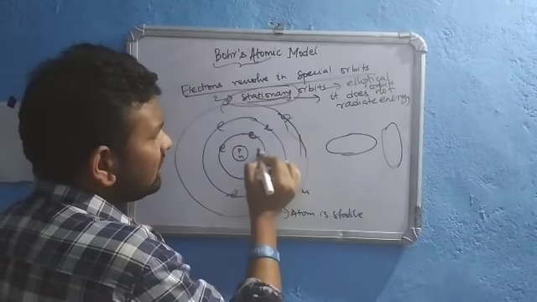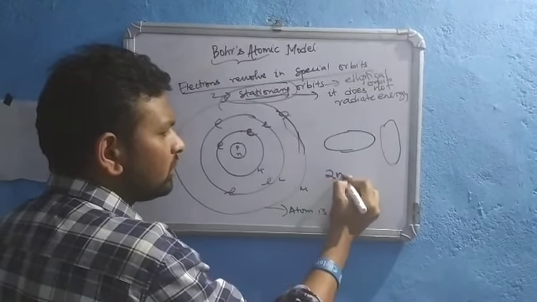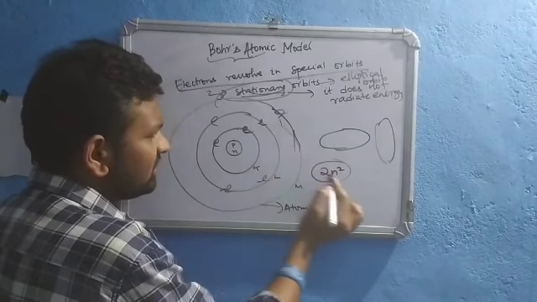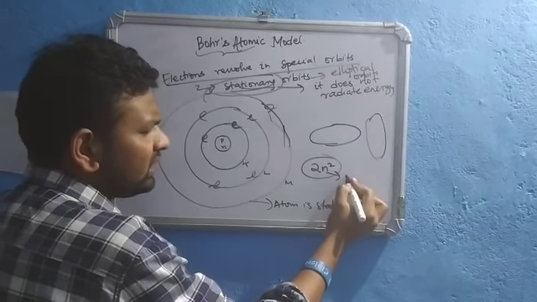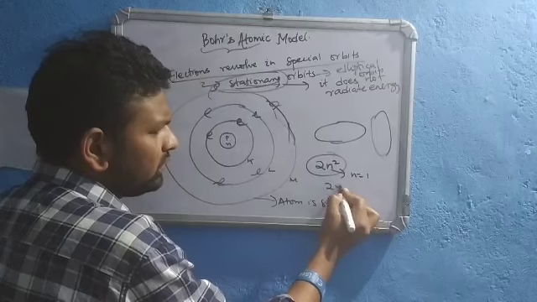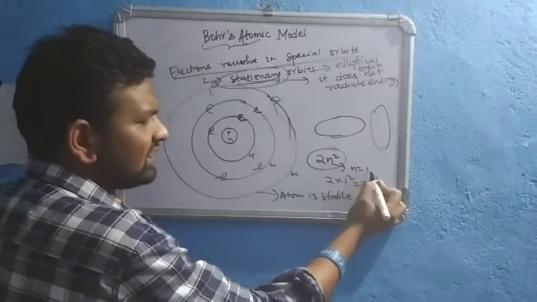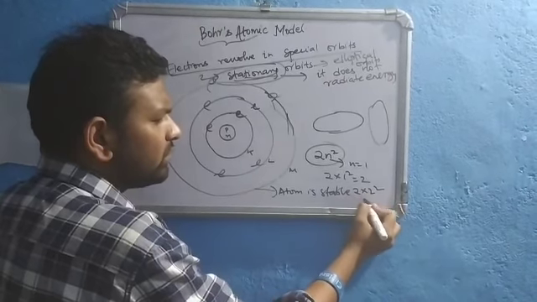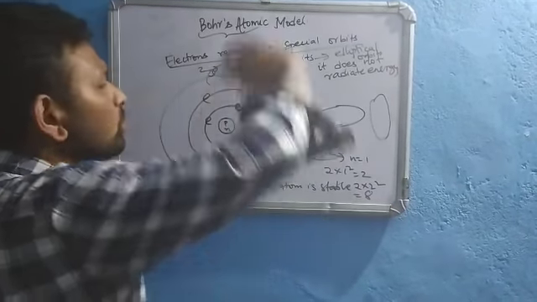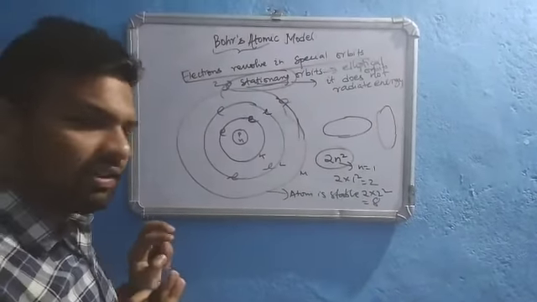The electrons follow this formula, 2n square. In the first shell you have to put n is equal to 1. So 2 into 1 square, that is 2 electrons. In the first shell we can have only 2 electrons. In the second shell we can have 2 into 2 square, that is 8 electrons. So on and so forth. It goes like this. Are you understanding?